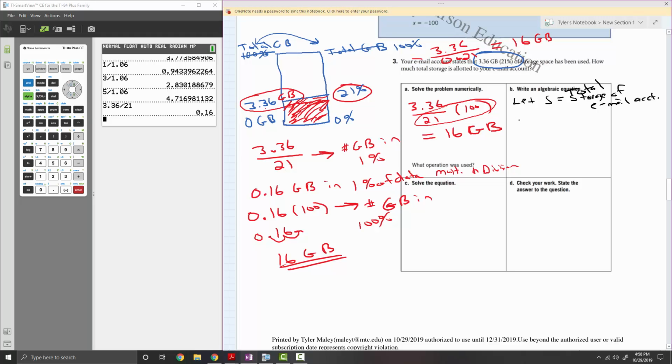Then what we could do is if I take 21% of that, 0.21 times S, that's going to equal 3.36 gigabytes. And that's just the effect of percents. That's what this means: 21% of our total storage space is equal to 3.36. So then part C, we want to solve this equation.